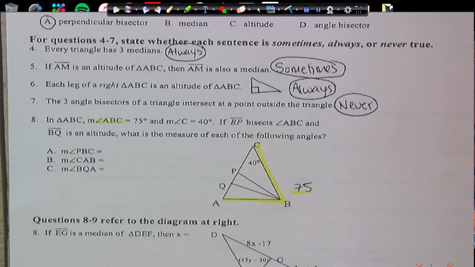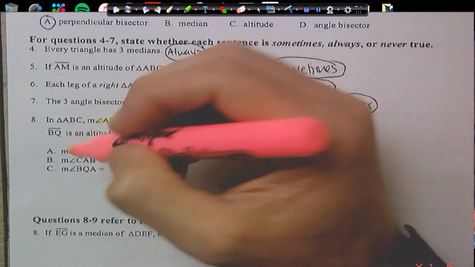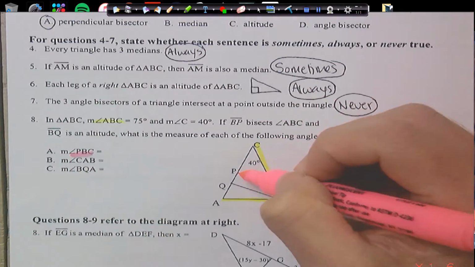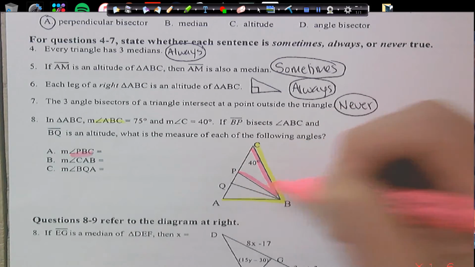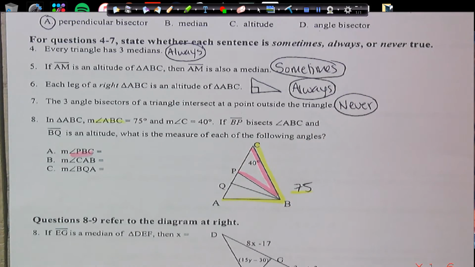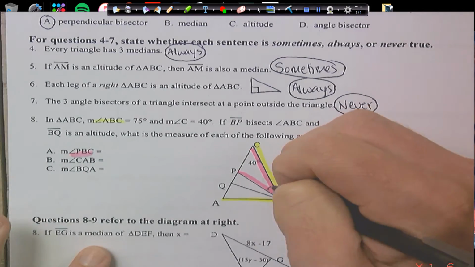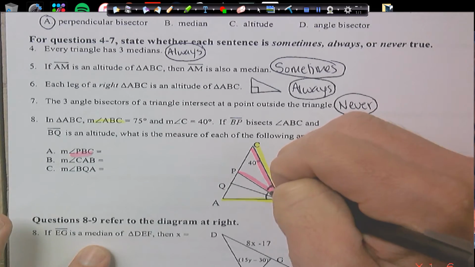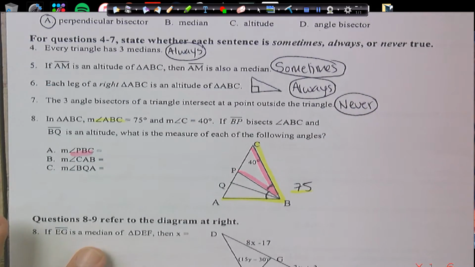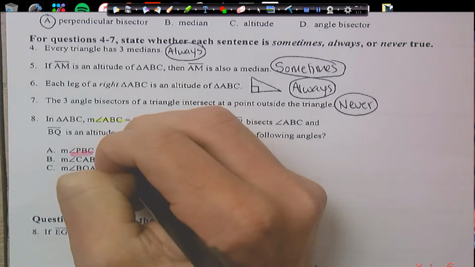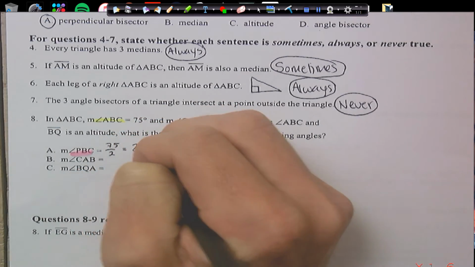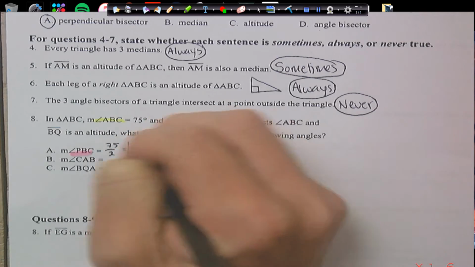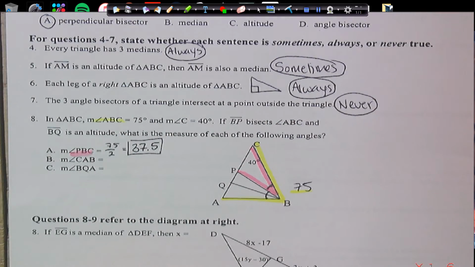All right. Angle PBC. Okay, let's find PBC. So PBC is right there. Well, we know that BP bisected the angle, so this angle is congruent to this angle. So we basically have to take 75 and divide it by 2. So 75 divided by 2 makes 37.5.